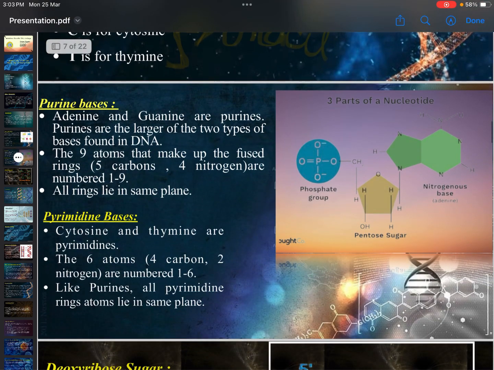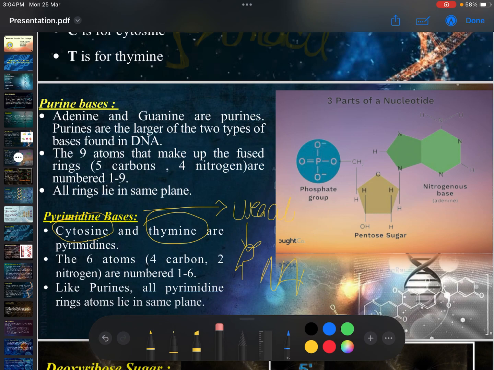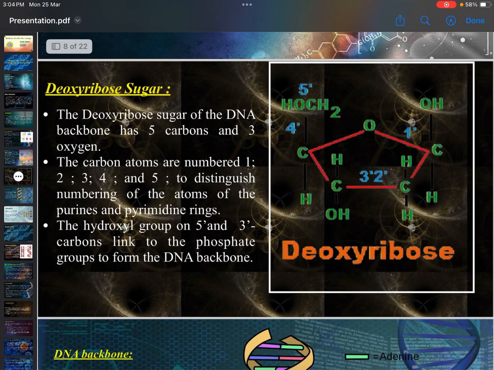Okay? There are two kinds of bases: the first is purine and the other is pyrimidine. Purine bases are adenine and guanine, whereas pyrimidine bases are cytosine and thymine. Uracil is also a pyrimidine base, but it is present in RNA. Point to be noted, uracil is present in RNA, not DNA. It is extra information that I am giving to you.